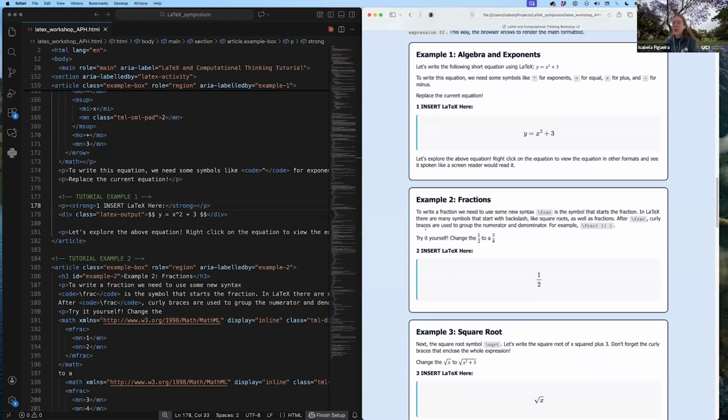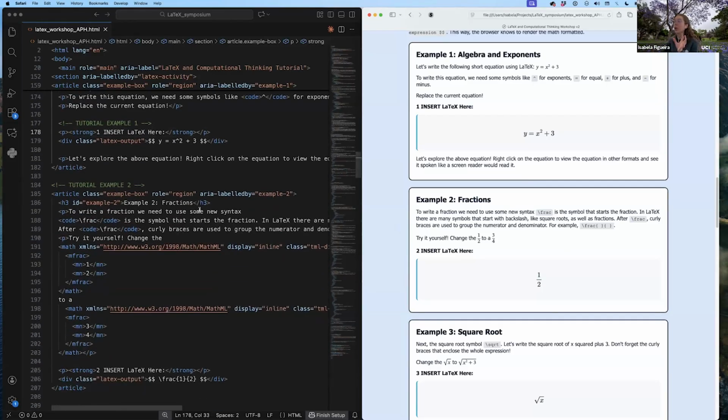All right, let's keep going with fractions. So we'll need this new symbol, \frac. We need this to tell the computer we're starting a fraction. In LaTeX, there are many symbols that start with backslash, like square roots and fractions. After \frac, we need some curly braces, and we use these to group the numerator separately from the denominator. For example, we'll write \frac, left brace, right brace, left brace, right brace. That'll create 2 groups for the numerator and the denominator.